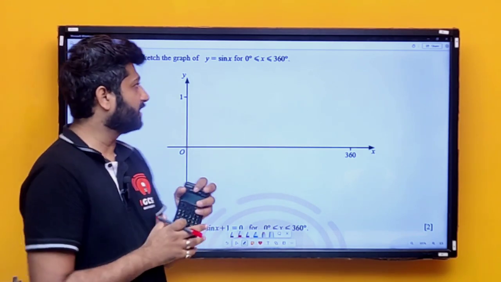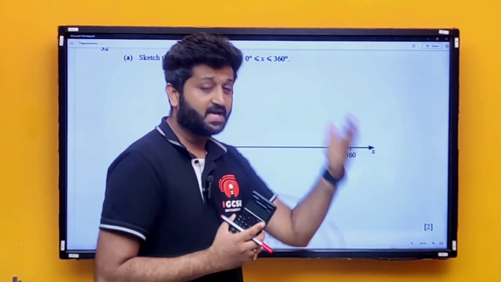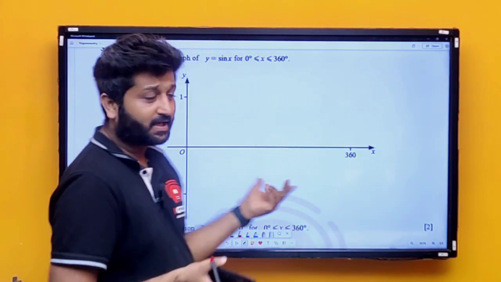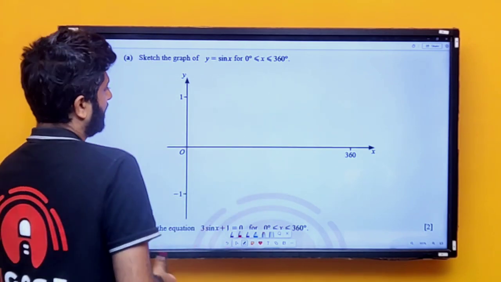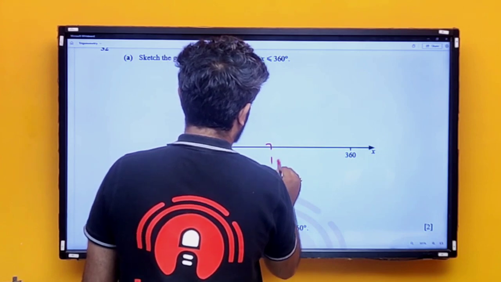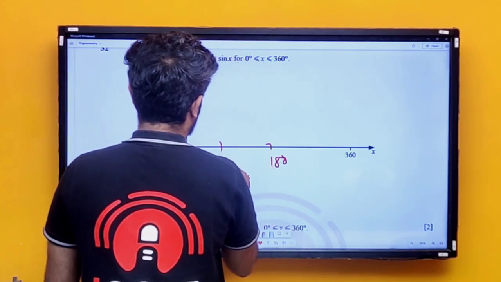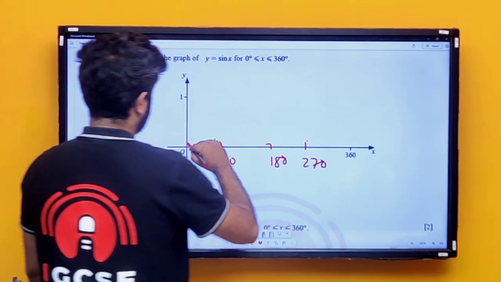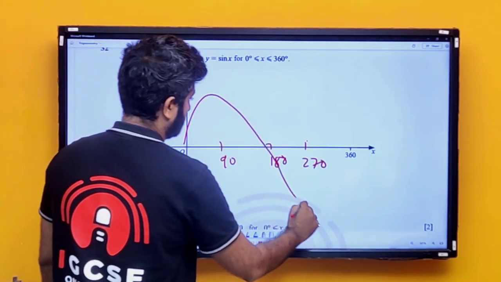The first way is using your table function. You can plot your table from 0 to 360, leave a gap of 90 degree, right? The step should be of 90 degree. Plot the table and you'll get your answers. Or I just remember the curve of sine. So this is half of this will be, let's say, 180. This is 90 and this is 270.